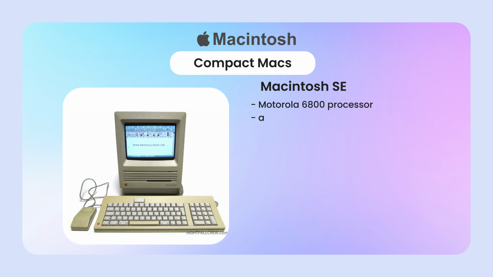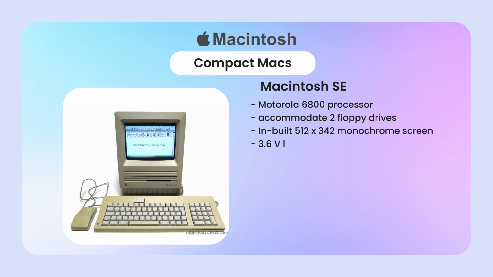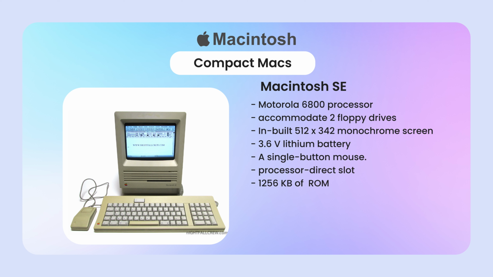A Motorola 68000 processor with an 8 MHz system bus. The SE can accommodate either one or two floppy drives, or a floppy drive and a hard drive. Built-in 512 by 342 monochrome screen. A 3.6V lithium battery soldered into the logic board. A processor direct slot on the logic board allows for expansion cards. The SE ROM size increased to 256 kilobytes.